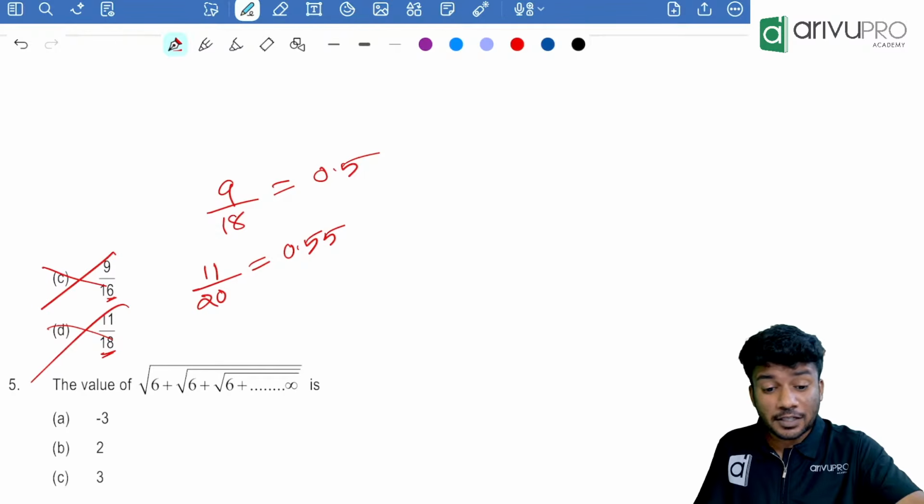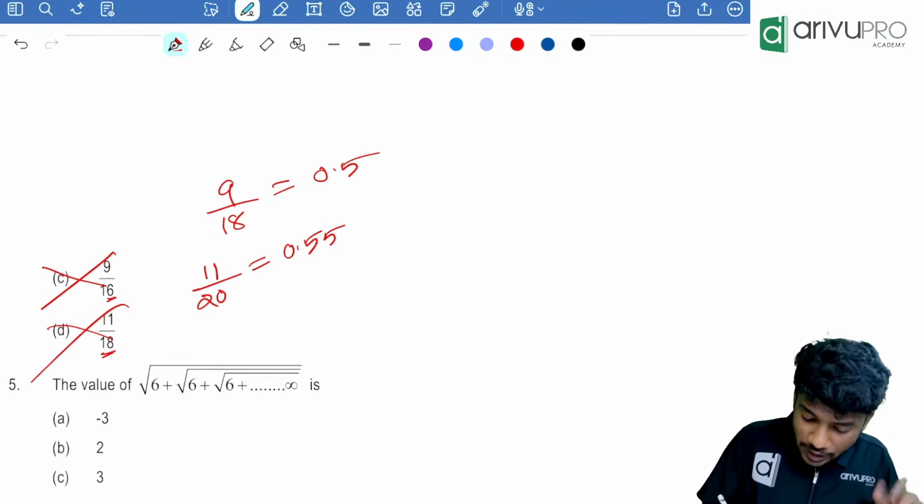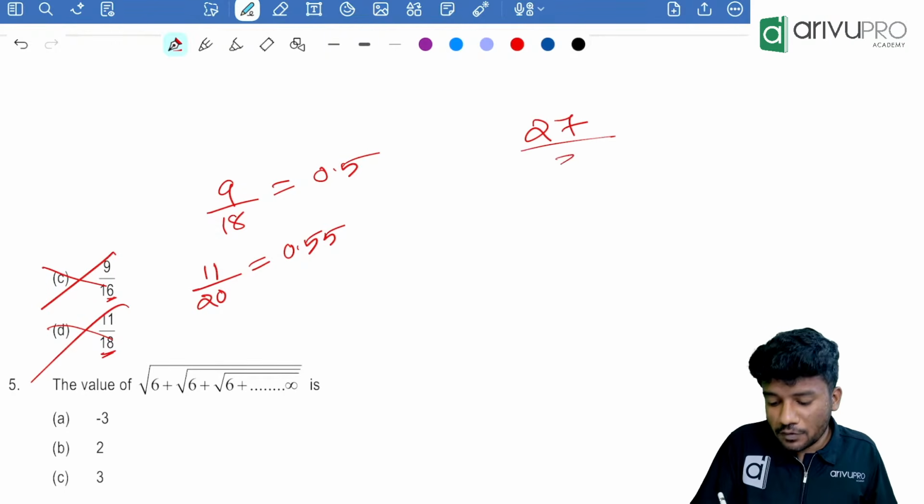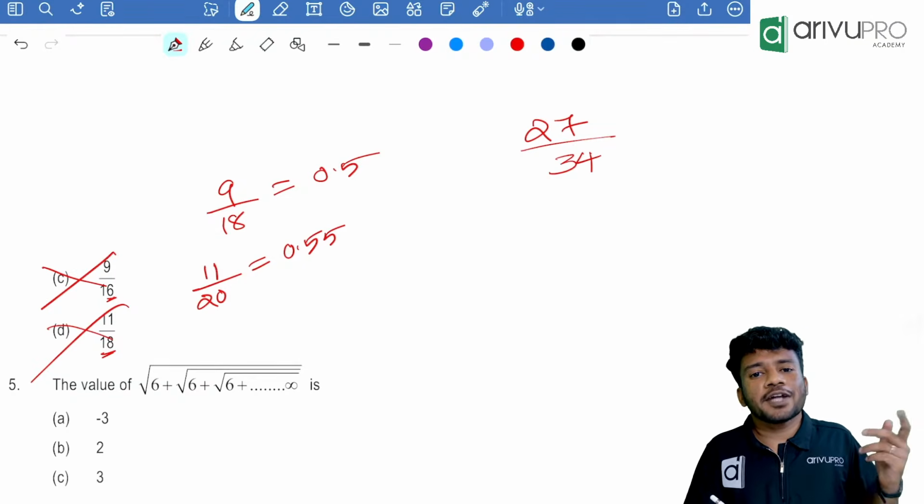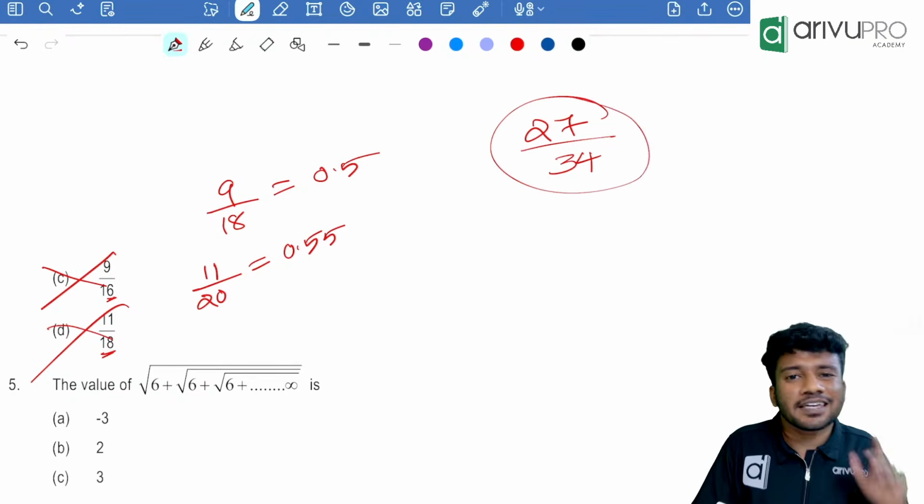Actually, it was a previous year question. It came in the previous year. So the answer over there was 27 divided by 34. That should have been the original fraction. Keep it in your mind.